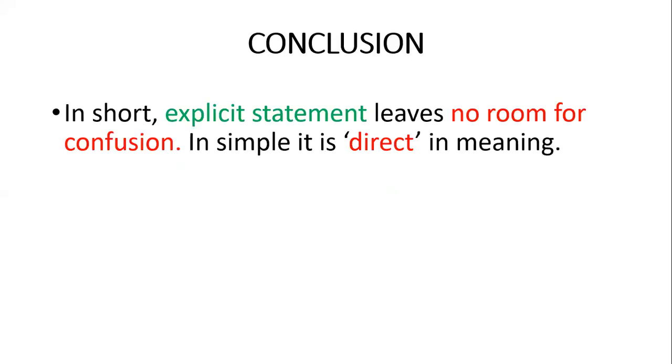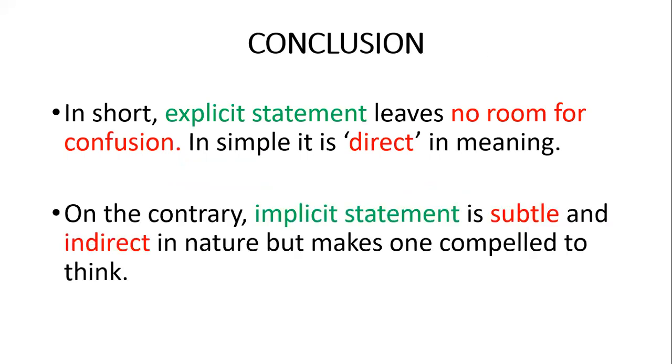Conclusion. In short, we can say an explicit statement leaves no room for confusion. In simple words, it is very direct in its meaning. On the other hand, an implicit statement is subtle and indirect in nature, but it compels one to think. It basically makes someone think critically and decide.